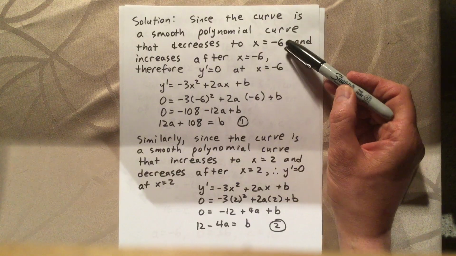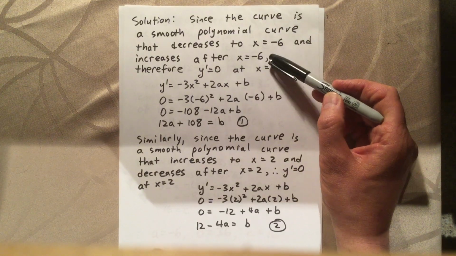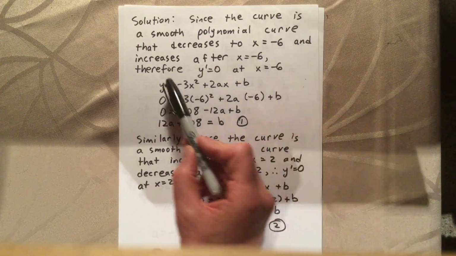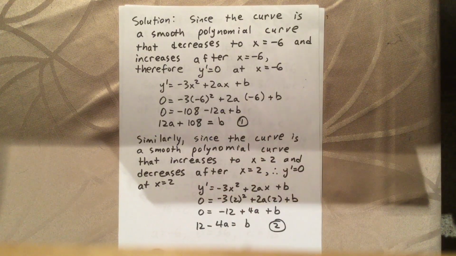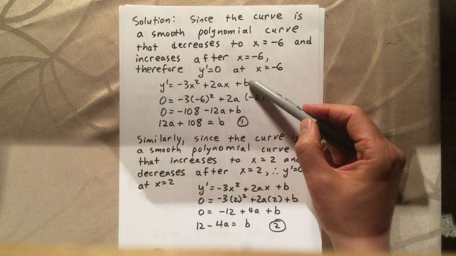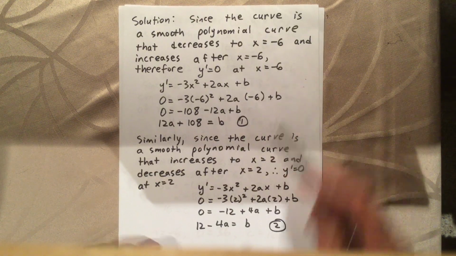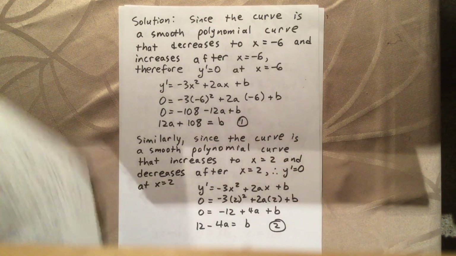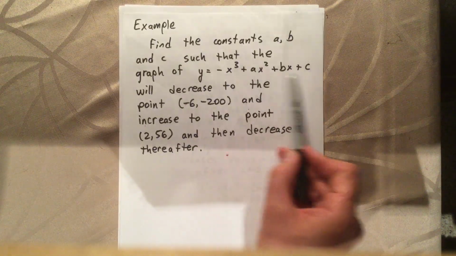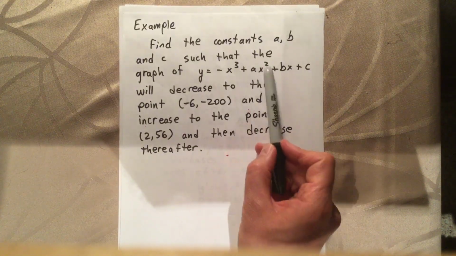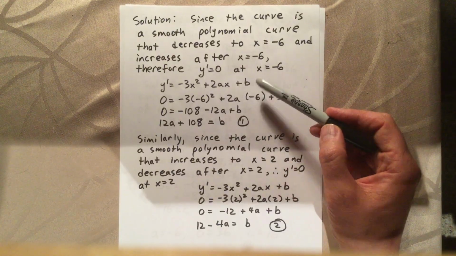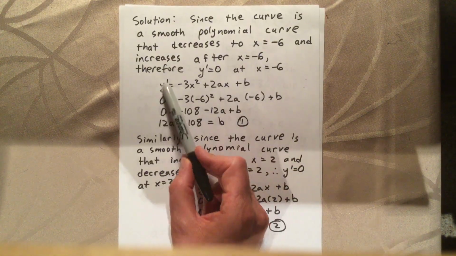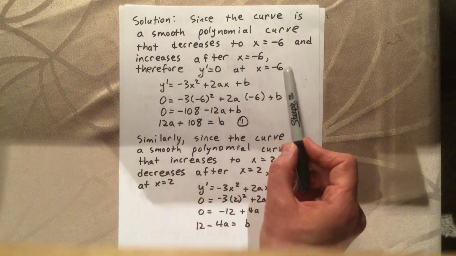Since we know it decreases to x equals -6 and increases after x equals -6, we know that y prime equals 0 at x equals -6. Well, y prime is equal to -3x squared plus 2ax plus b. Again, all we're doing there is just determining the derivative here. So we can say that the first derivative equals 0 when x is -6.